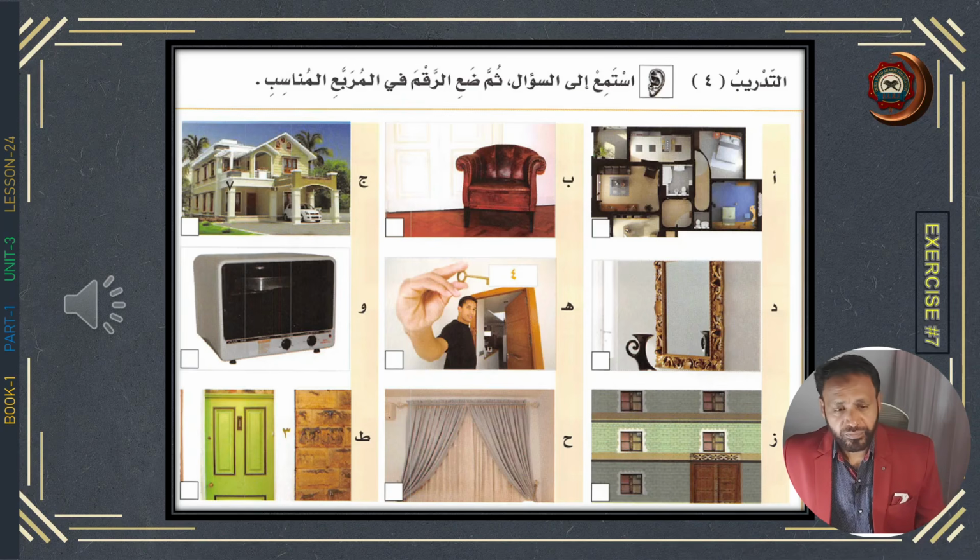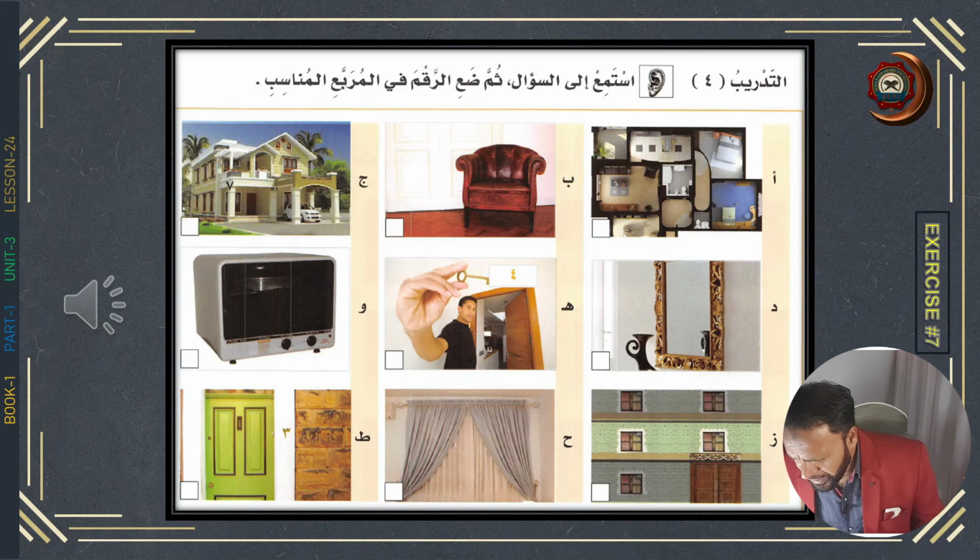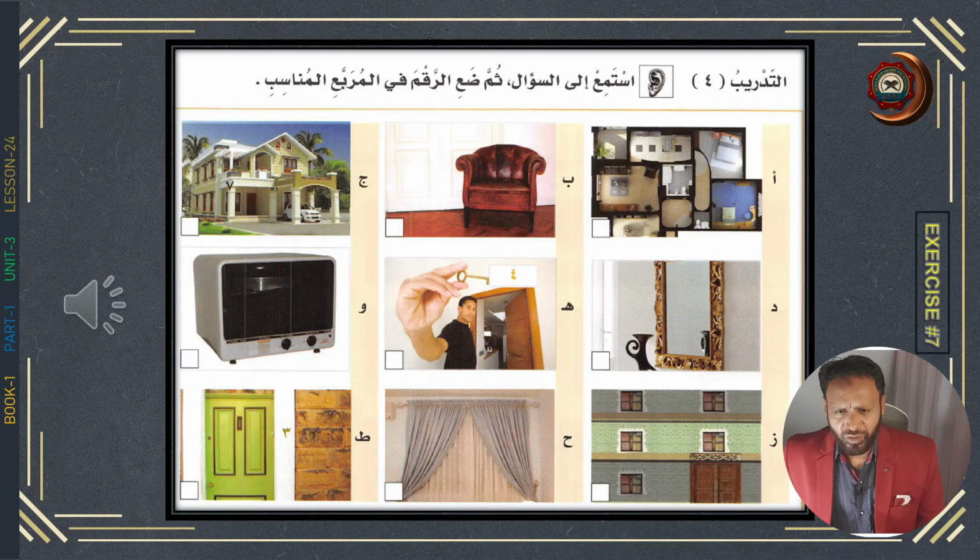Exercise four. Step, again, I will go serially as I see it. Nabil sir, listen to the question. Hold on, just listen to the first one. Put the number in the appropriate box.